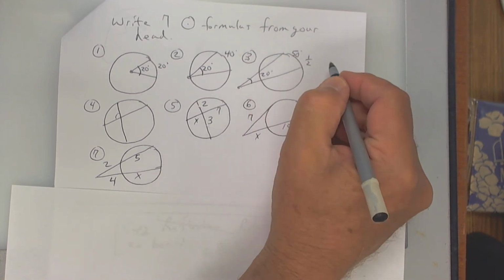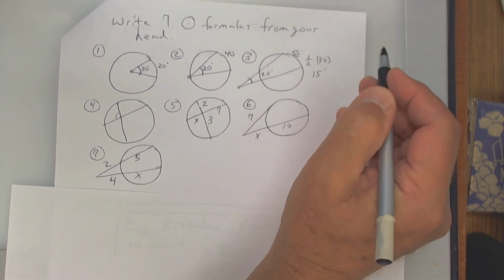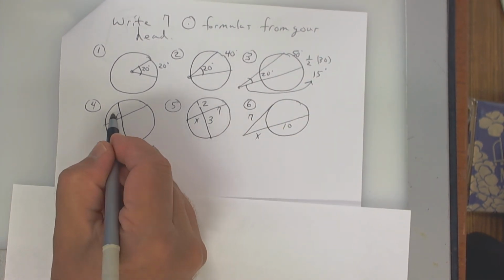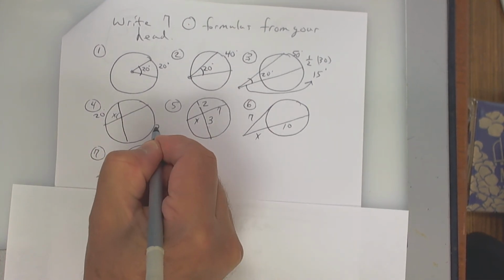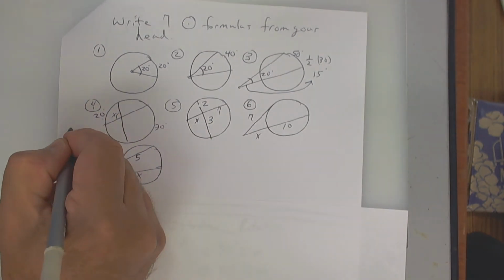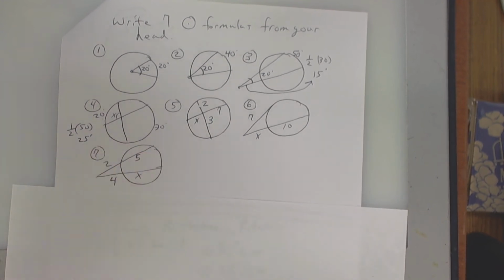So 50 minus 20 is 30, and half of that is 15. So the angle is 15 degrees. This one is the angle is equal to the sum. You got to add these up. So when you add that up, that gives you 50, but you got to do half of it. So half of 50 is 25. Make sure you take half.